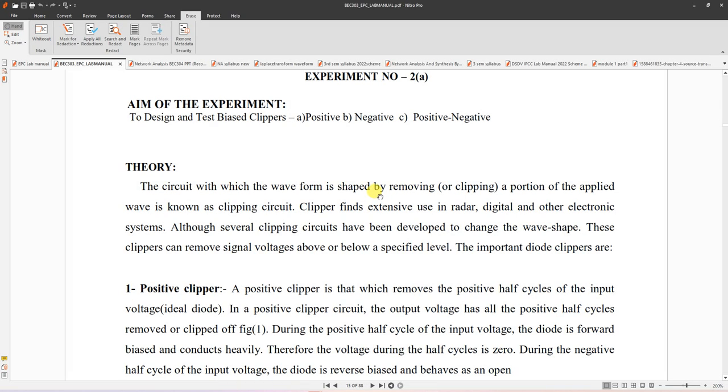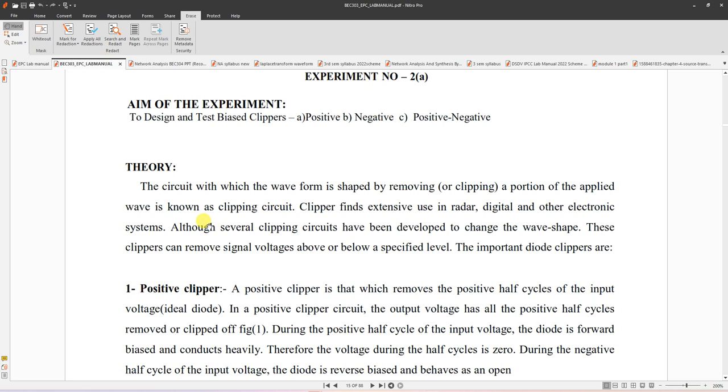Hello. In this video, I'm going to explain the basic simulation of the clipper circuits. So here, the aim of the experiment is to design and test bias clippers. We have to simulate positive clippers, negative clippers, and positive negative clippers.